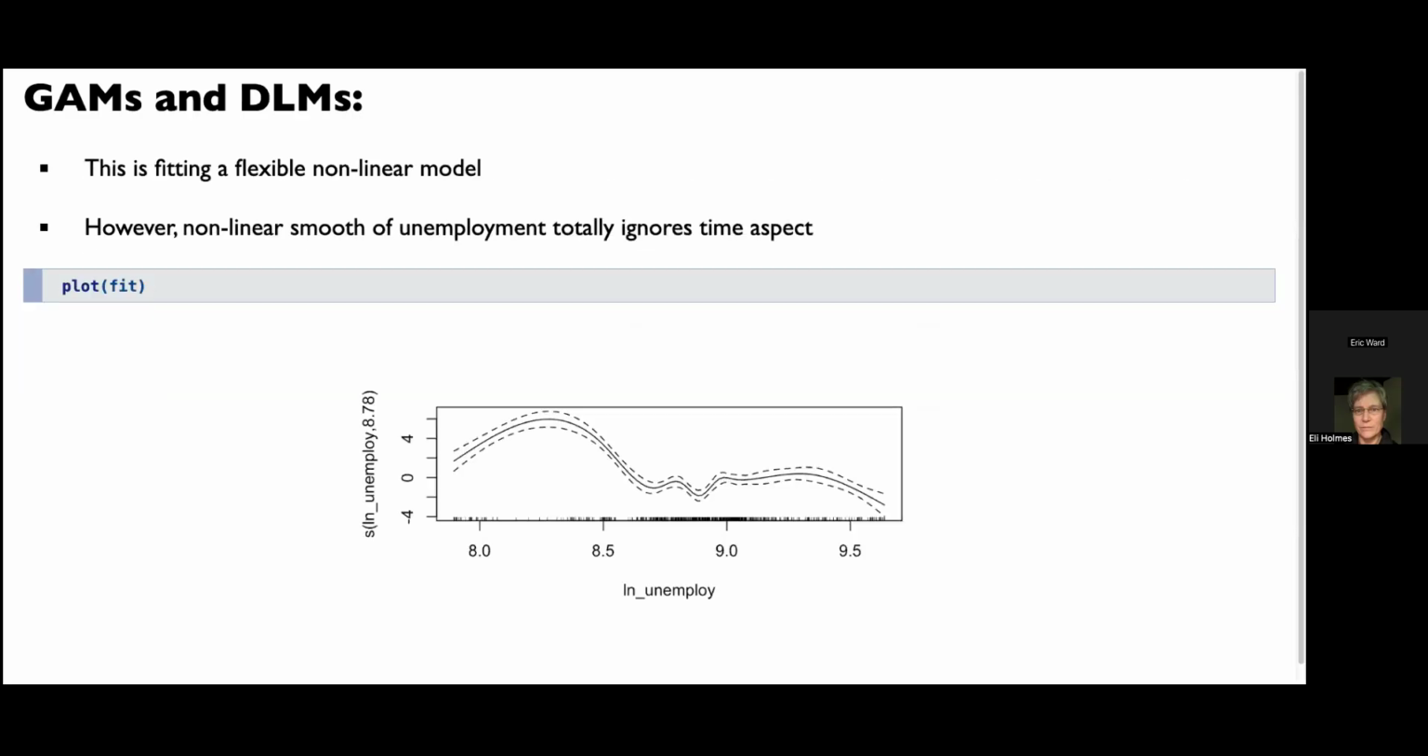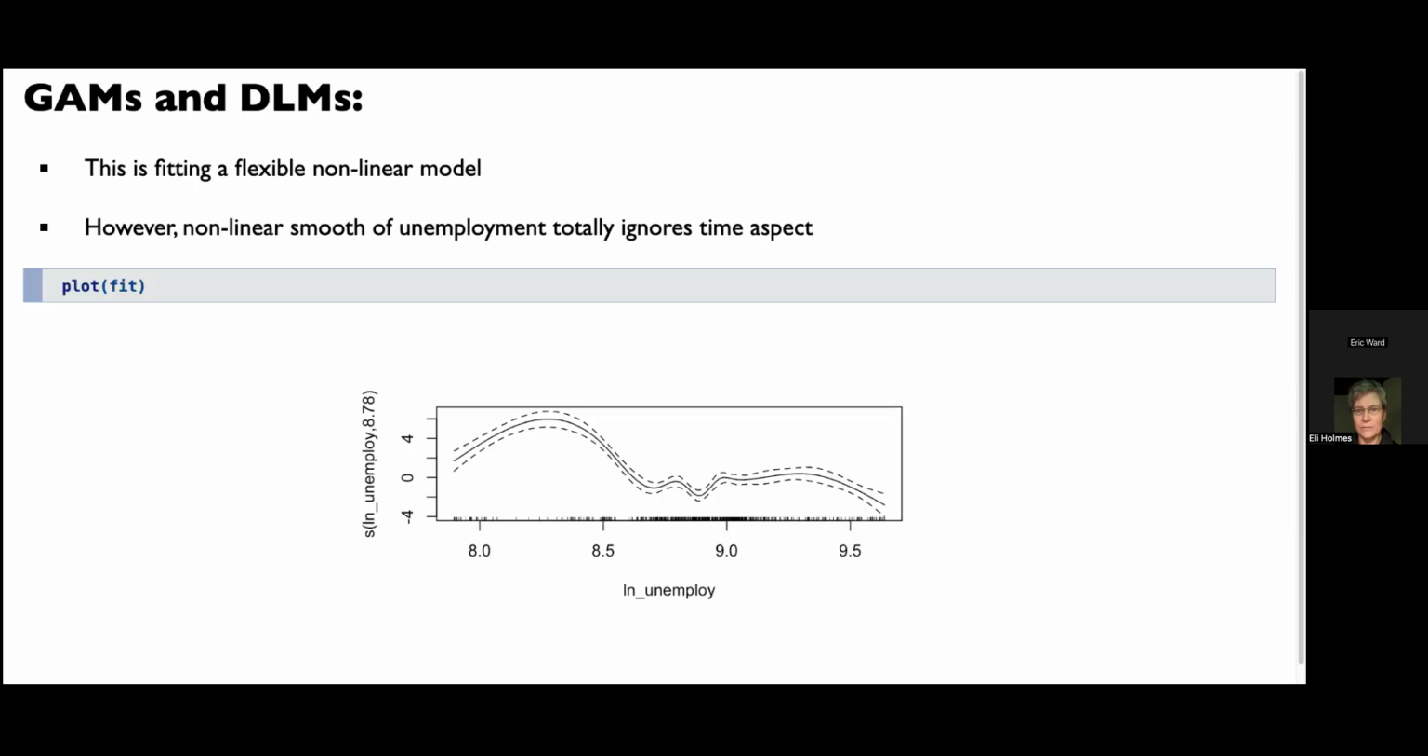If our smooth is over unemployment, and we only have a global intercept, this is essentially what's happening. We have our covariate, so log unemployment is on the x-axis. The predictions of that smooth are on the y. And we can get the total predictions by combining these smooth marginal effects with a global intercept. This is all in log space, and so we can back transform.